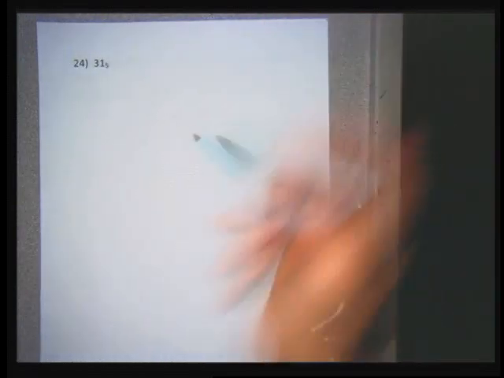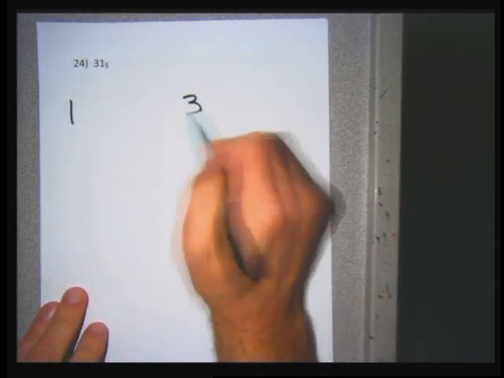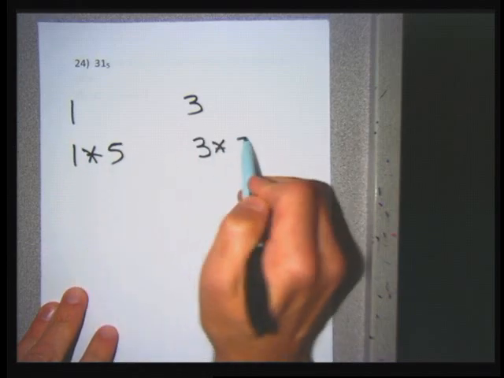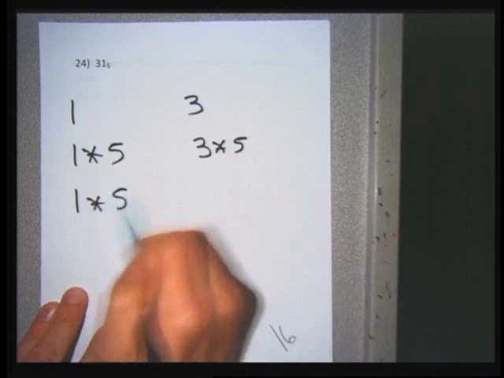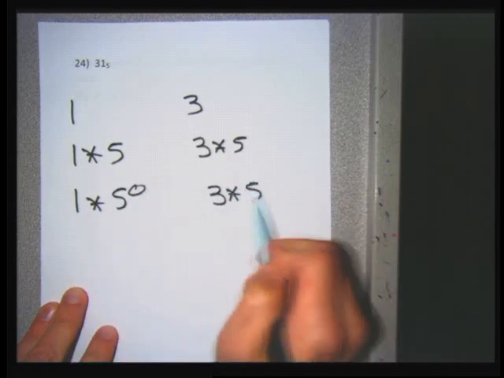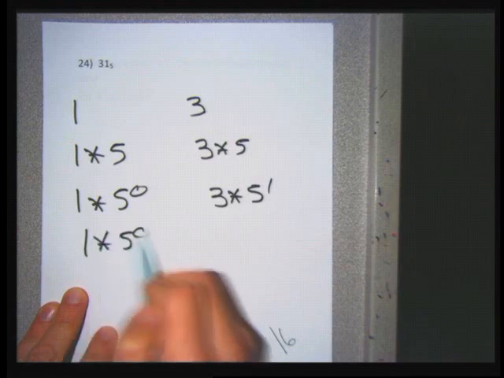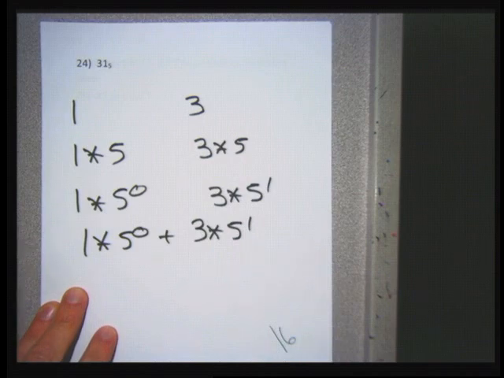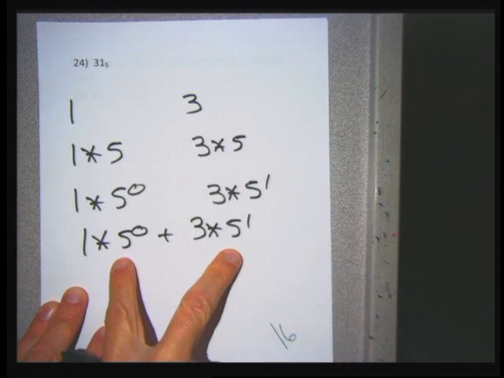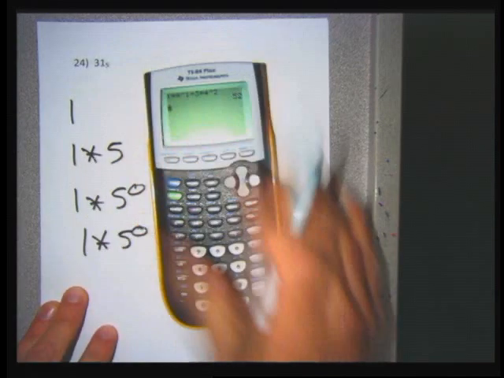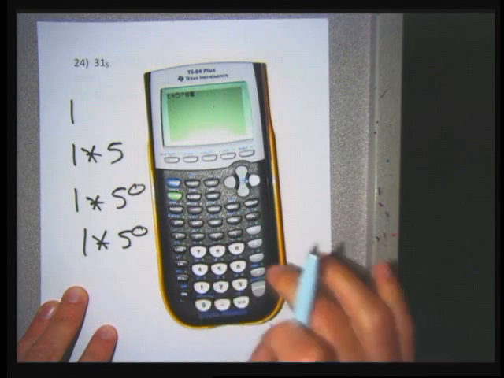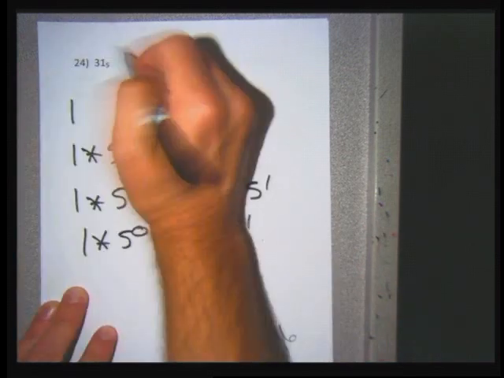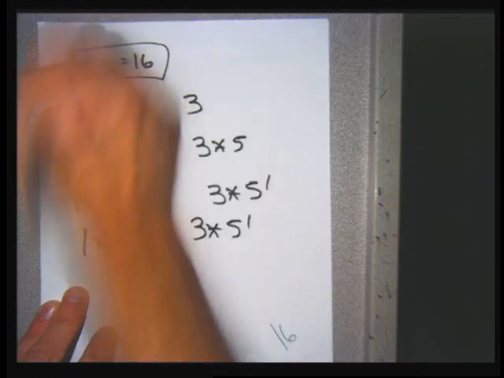Last one in the easy direction. Write the number backwards. It's 1 and 3. Multiply by the base. Add an exponent starting with 0. Put a plus sign between. I'm going to do it on my calculator. So that's what I need to enter on my calculator: 1 times 5 to the 0 plus 3 times 5 to the first. And I get 16. So the answer for 24, 31 base 5 is equal to 16.